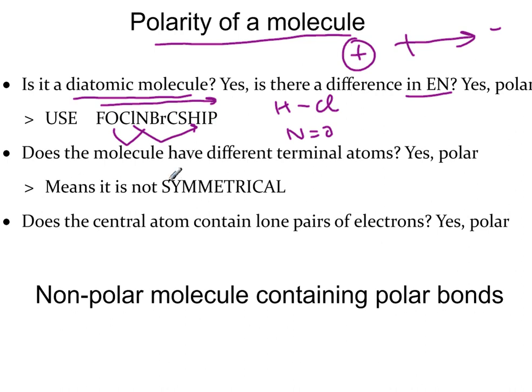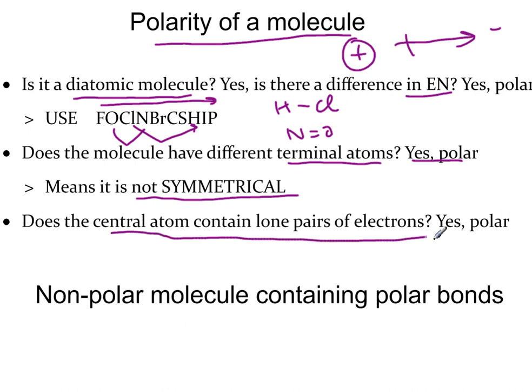Now, if a molecule has different terminal atoms, it's polar, because it means the molecule is not symmetrical. Even if a molecule has polar bonds, if it's symmetrical, those bonds will cancel each other out, leaving it not as a dipole, but as a nonpolar molecule. I'll show you that on the next page. If there's a lone pair of electrons on the central atom, it's automatically going to make it polar. You will see this term a lot on the AP exam.